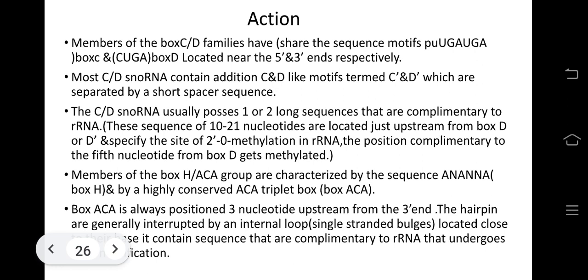The position complementary to the fifth nucleotide from box D gets methylated. Members of the box H/ACA group are characterized by the sequence ANANNA for box H, and by a highly conserved ACA triplet, box ACA. Box ACA is always positioned 3 nucleotides upstream from the 3' end. The hairpins are generally interrupted by an internal loop, single-stranded bulges located close to their base. It contains sequences that are complementary to rRNA that undergoes base modification.